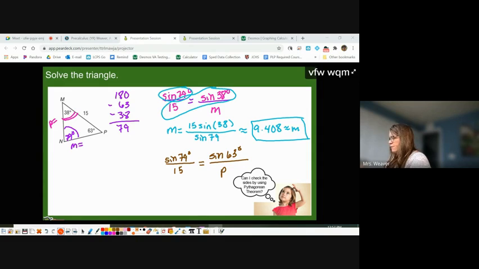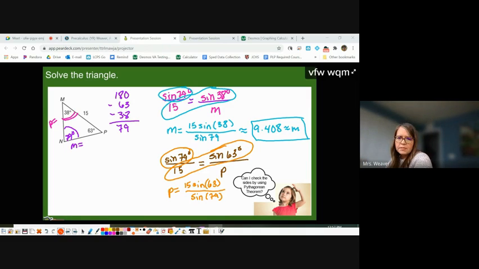Okay, so when we want to solve for P, we're going to walk through that same process. We're going to cross multiply in the direction that does not have the variable, because the variable is P, that's what we're looking for, and divide by the other number. So that means P equals, and again, show me on paper what you're going to put in the calculator, 15 sine 63 divided by sine 79. Now we are in degree mode, so we shouldn't have any problems on the calculator. So let's go give that a try.